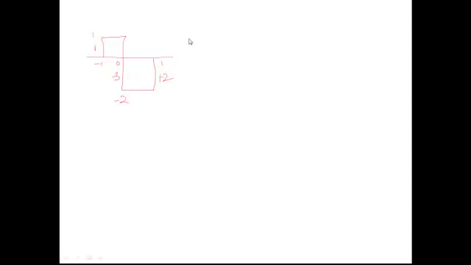Now when you are trying to represent the signal, you are representing everything only with respect to u of t. So at this point you will write it as amplitude change is 1.